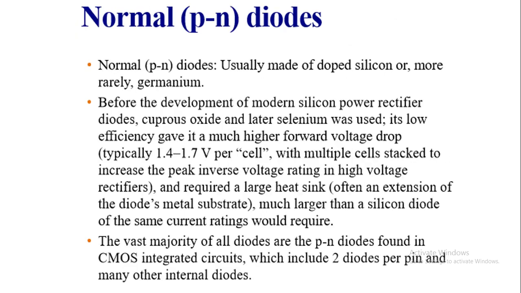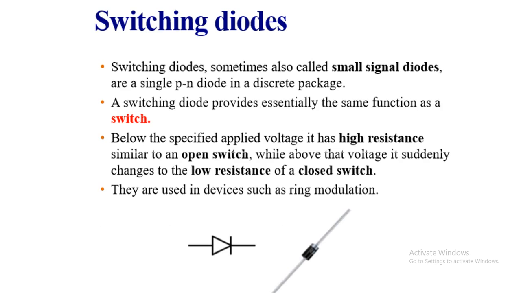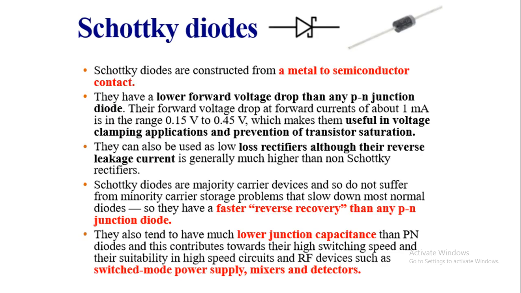If we compare it with the normal diode, which has a voltage from 1.4 to 1.7 volts per cell. They can also be used as low loss rectifiers, though their reverse leakage current is generally much higher than non-Schottky rectifiers. Schottky diodes are majority carrier devices and so don't suffer from the minority carrier problem that slows down most normal diodes. So they have faster reverse recovery than any PN junction diode, because of the low voltage of it.